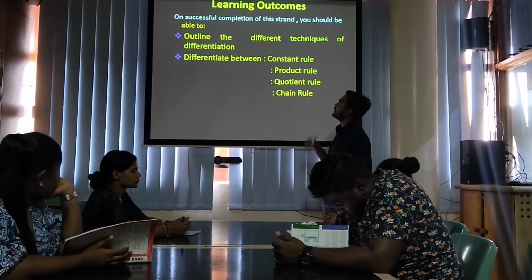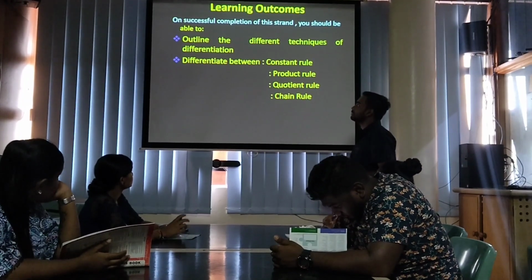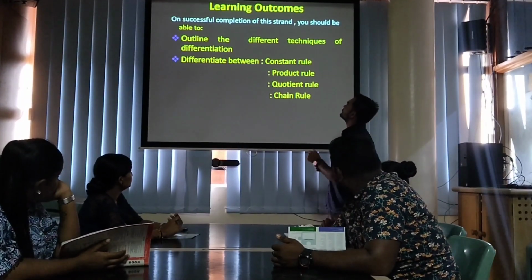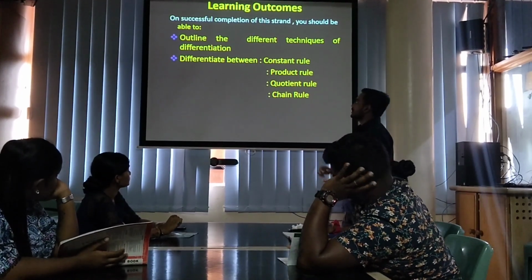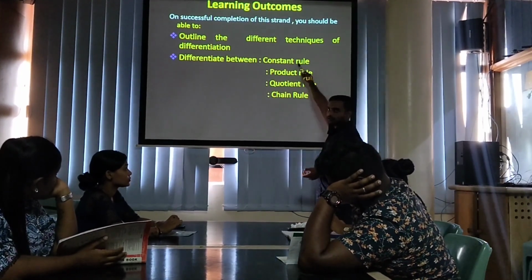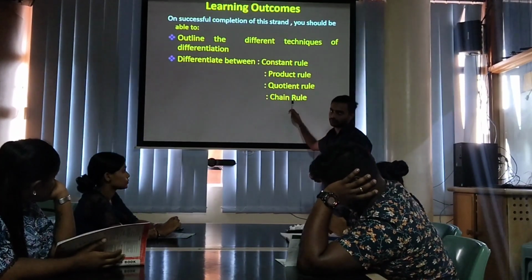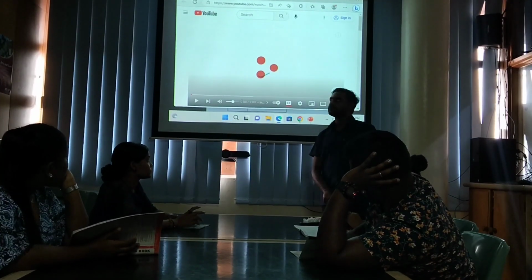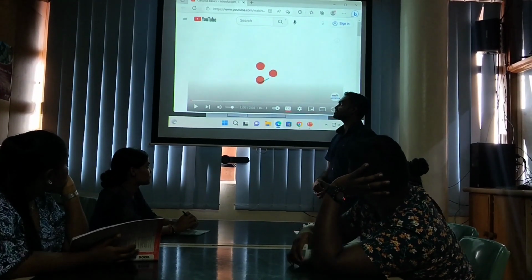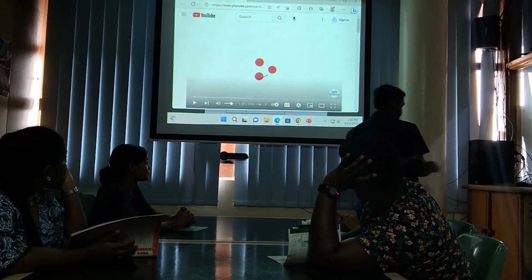So let's start. Learning outcome. On the successful completion of this strand, you should be able to outline the different techniques of differentiation. Secondly, we have to know what the constant rule is, what the product rule is, the quotient rule, and the chain rule. Alright, I have a short video on calculus before we go over the actual notes. So let's start.